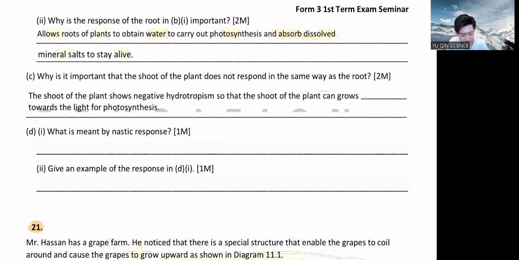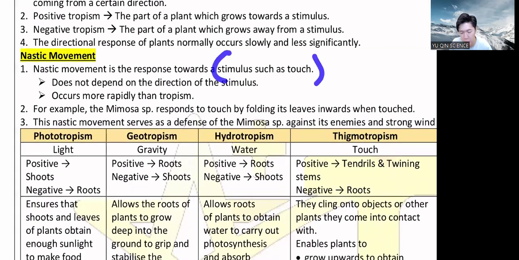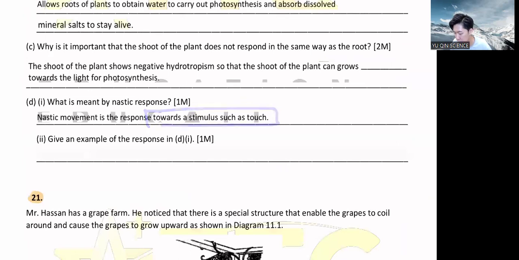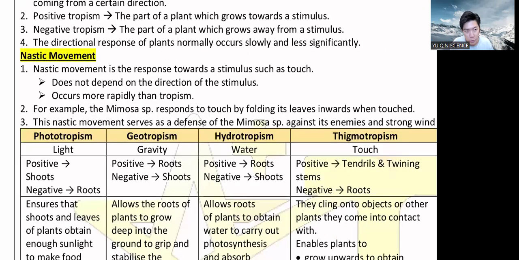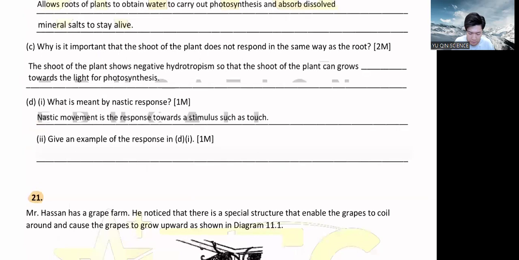Okay, what is meant by nastic response? Oh, nastic. Stimulus to touch, everybody. Okay, simple lah. You just write response to touch lah. Okay, goody goody. Like example, only one lah. Your textbook also only gives you one lah. So mimosa, folding the leaf, right? There you go. Folding the leaf when it is touched.